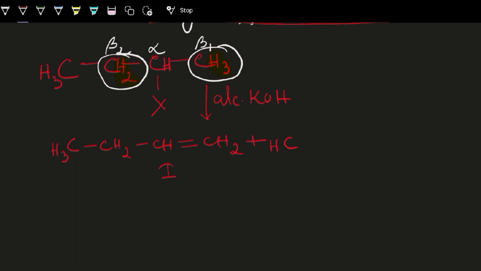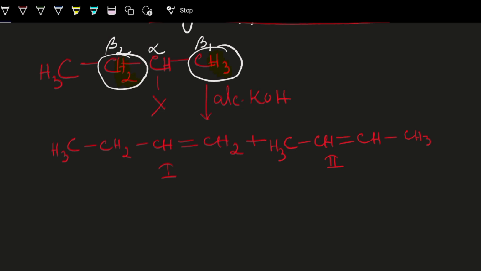So we will get CH3CH=CHCH3. Since there were two types of beta hydrogen, we got two products. Now the question arises, out of these two products, which is the major product?